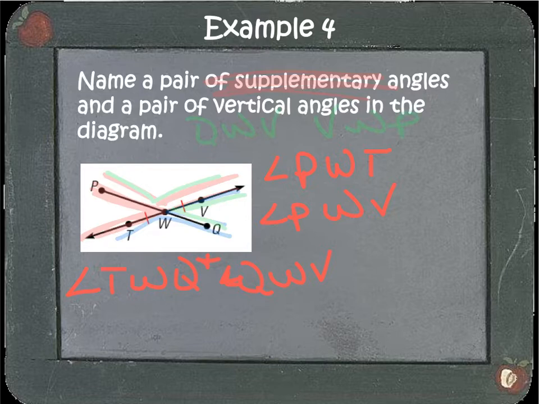Good. Yes, you have another one? QWT and TWP. So QWT here, and then TWP. Good. We didn't say that one. All right. Now let's switch to vertical. You guys got the hang of the supplementary.